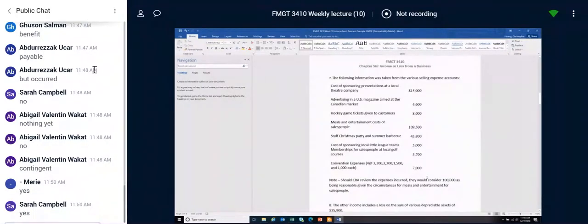Note number 7, cost for various items here again. Cost of sponsorship presentations at a local theater company. Again, is there a specific rule? No, there's not. Well, then is this a cost incurred to earn income? Arguably, this is like advertising. You're doing a sponsorship of some local theater company event. This is probably considered advertising. So therefore, you would say yes, that's a cost incurred to earn income.